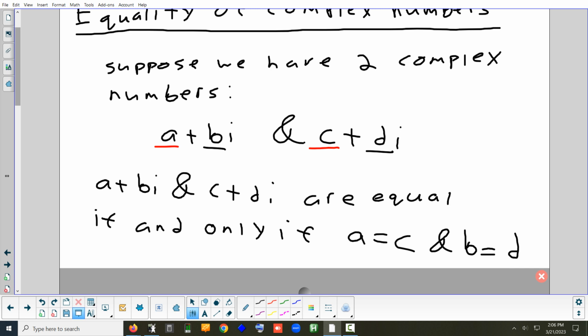If those two complex numbers are equal to each other, then you're telling me that the real part and the real part match, and the imaginary part and the imaginary part match. So for complex numbers to be equal, there are two things that have to match, not just one thing, two.